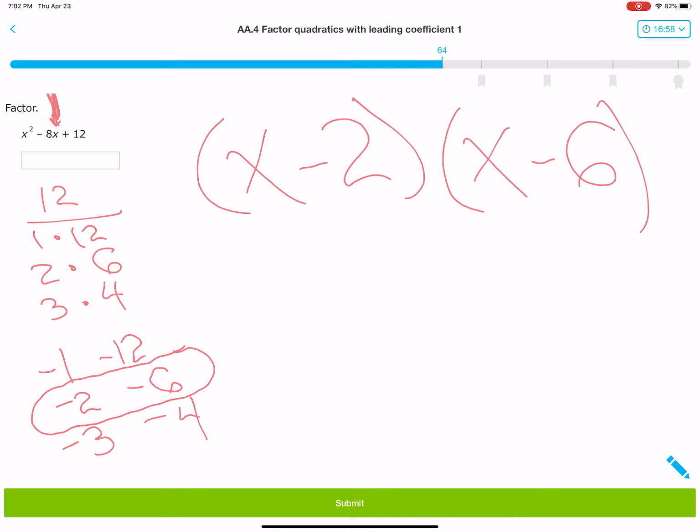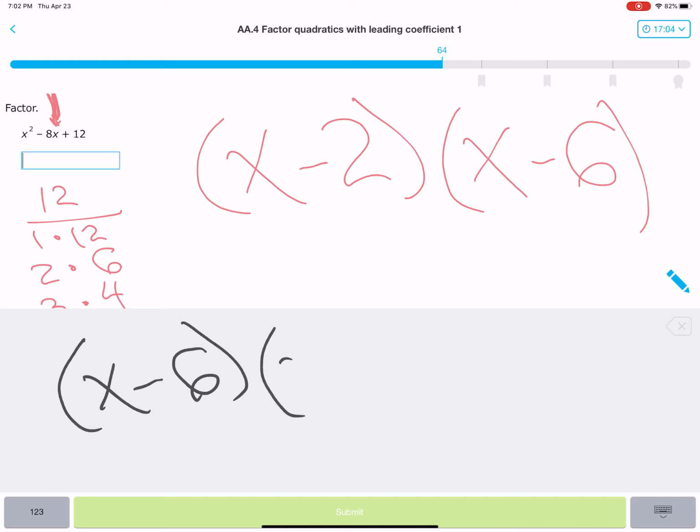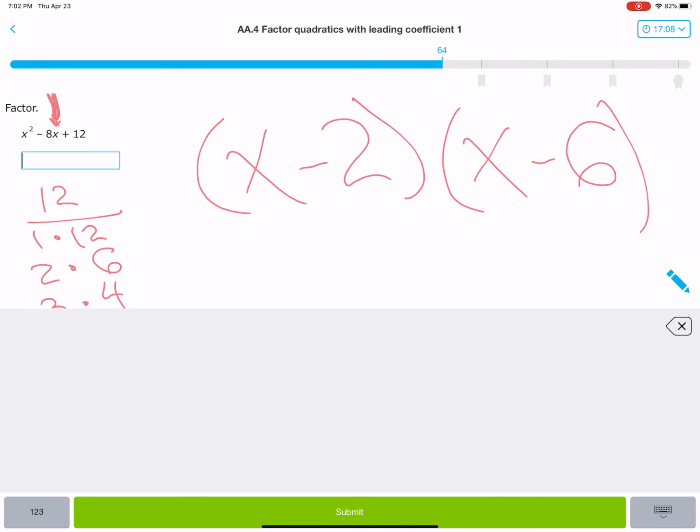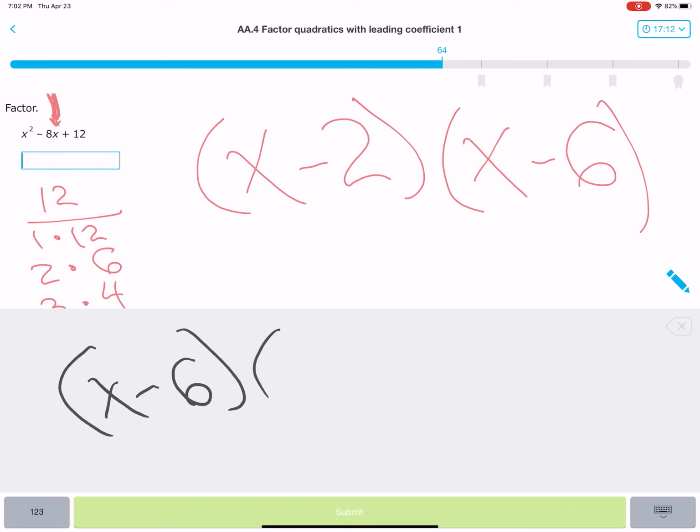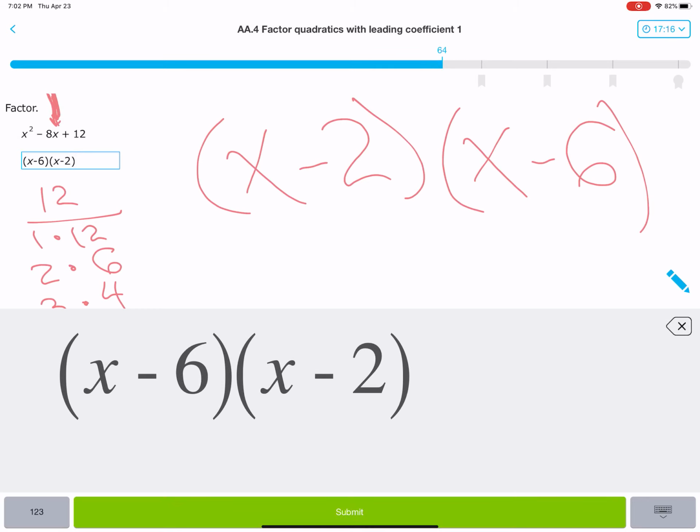Now remember, like before, I said it doesn't matter what order I put those in. I could have the x minus 6 first, and then my x minus 2. And those two answers are the same. You just have to make sure you get the correct sign with the correct number.